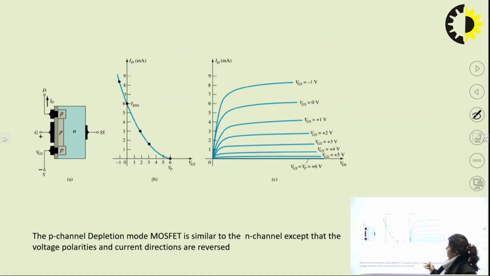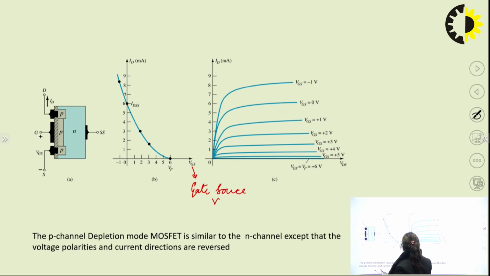So let us look at the characteristics of the P type channel depletion type of MOSFET. We have the output characteristic between VDS and ID, and the input characteristic between VGS and ID. VGS is the gate source voltage, which is applied between the gate and the source, and ID is the drain current.